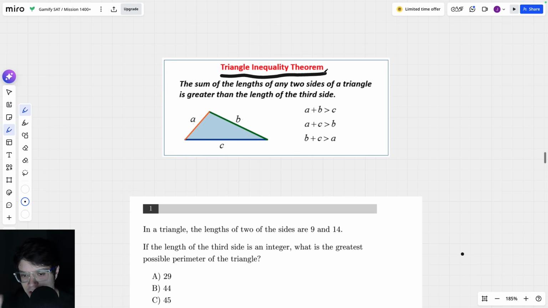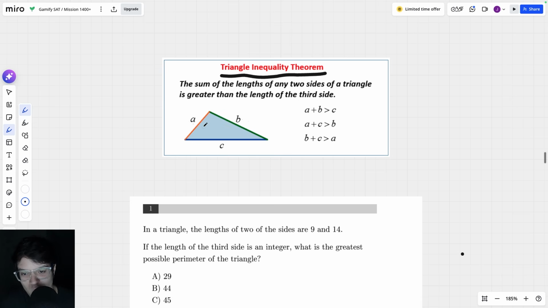I'm pretty sure you're not going to ever see this on the SAT, but in the small chance you do, it's just this very simple rule that the sum of the lengths of any two sides of a triangle is greater than the length of the third side. So this can work in any way you can imagine. So a plus b for this triangle would be greater than c, a plus c is greater than b, and b plus c is greater than a. So all of these must work.